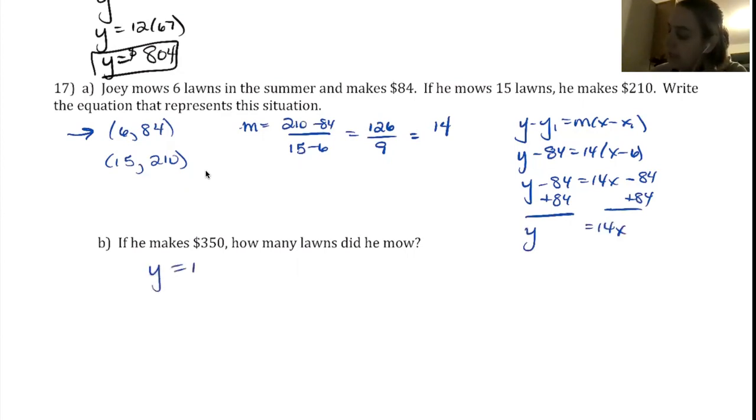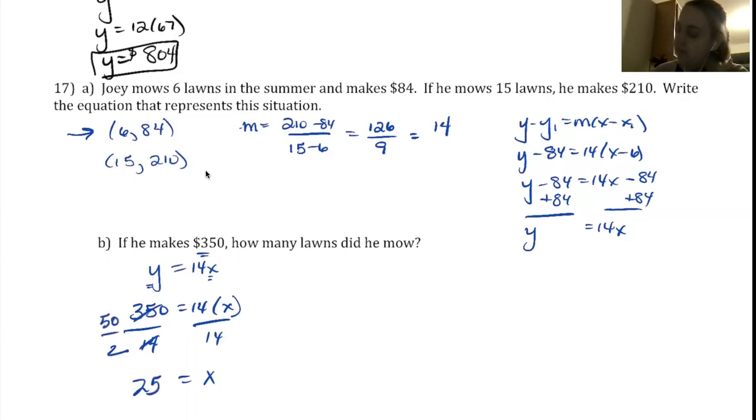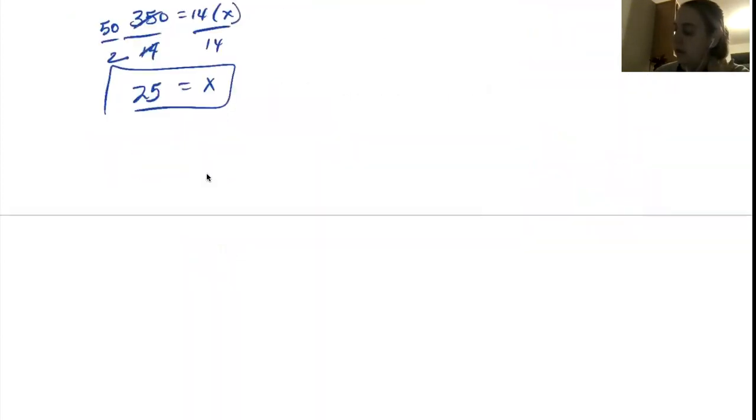So y equals 14x. So is 350 the x or the y? It's the y. If he's making $14 per yard, the 350 is the total. So 350 divided by 14. I'm going to do this one by hand. 7 goes into both of those. That's a 2. That's a 50. 50 divided by 2 is 25. So 350 over 14 is 25. There you go. Good job following along.